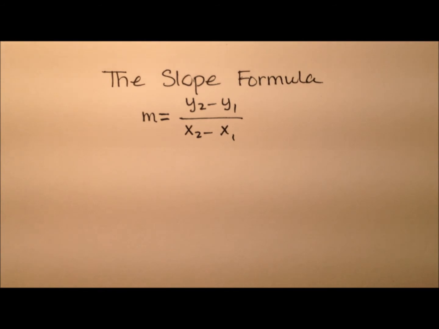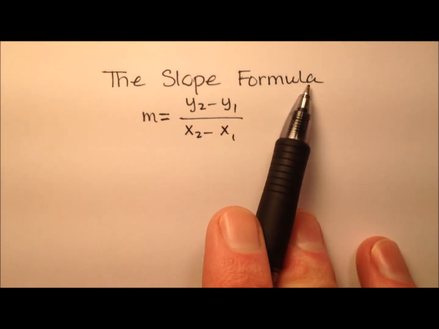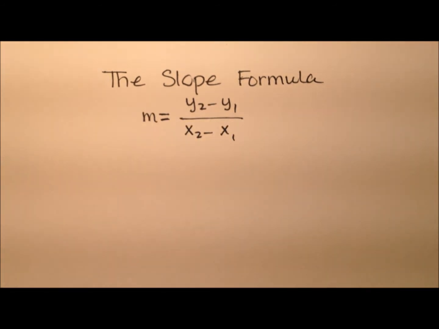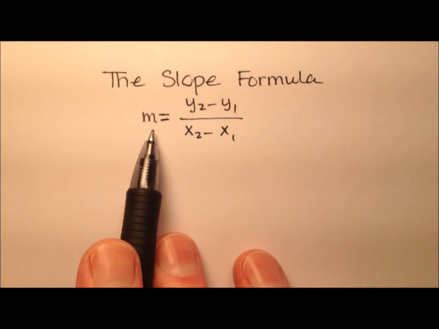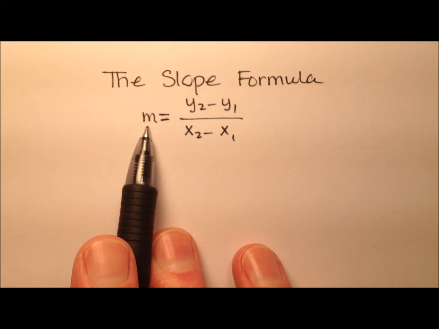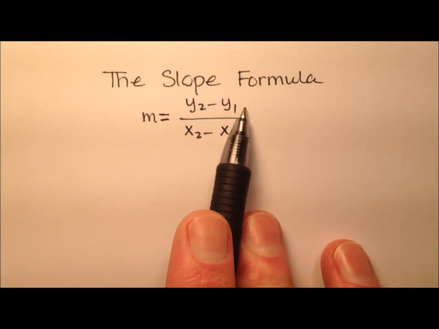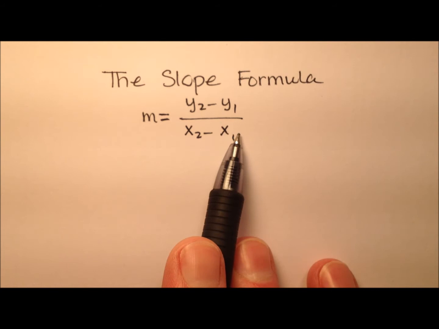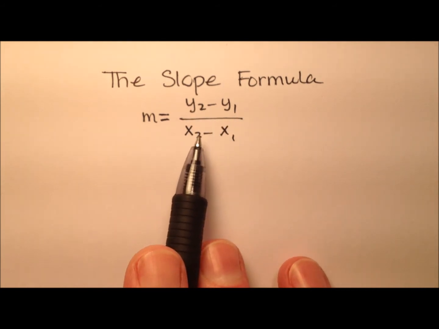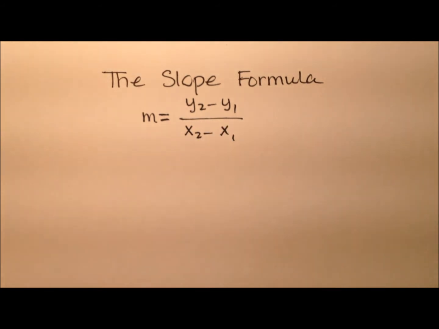In this video, I want to talk about using the slope formula in order to find the slope between 2 points. And we're going to do it first numerically without using a graph, and then I'll show you what the graph will look like in each case. So our slope formula is going to be m, which represents slope, and that's the change in y divided by the change in x. So y2 minus y1 divided by x2 minus x1.